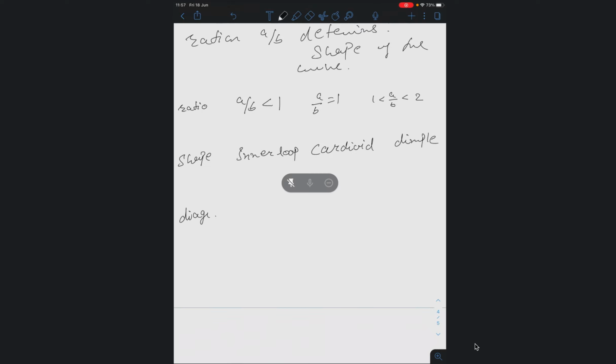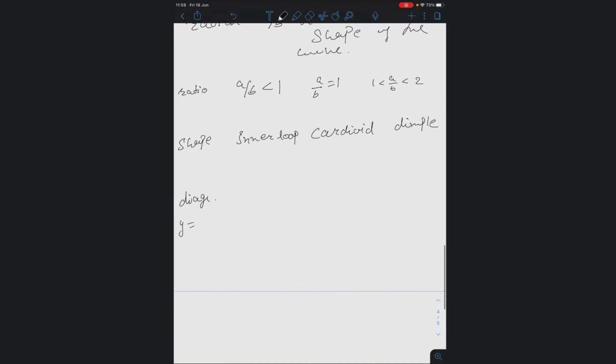So the diagram I'm going to draw is for y is equal to some function in terms of sine. Okay, sine function I'll take. a plus b sine theta I have taken. Inner loop means something like this you will get. This is your y-axis, this is your x-axis. So you will have something like this, you get.